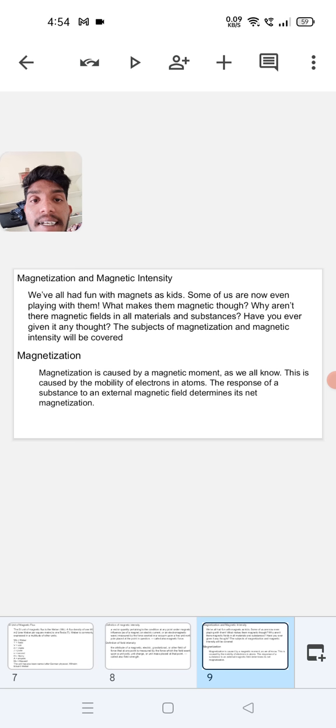Magnetization and magnetic intensity. We have all had fun with magnets as kids. Some of the youth are now even playing with them. What makes them magnetic though? Why aren't there magnetic fields in all materials and substances? Have you ever given it any thought? The subject of magnetization and magnetic intensity will be covered.